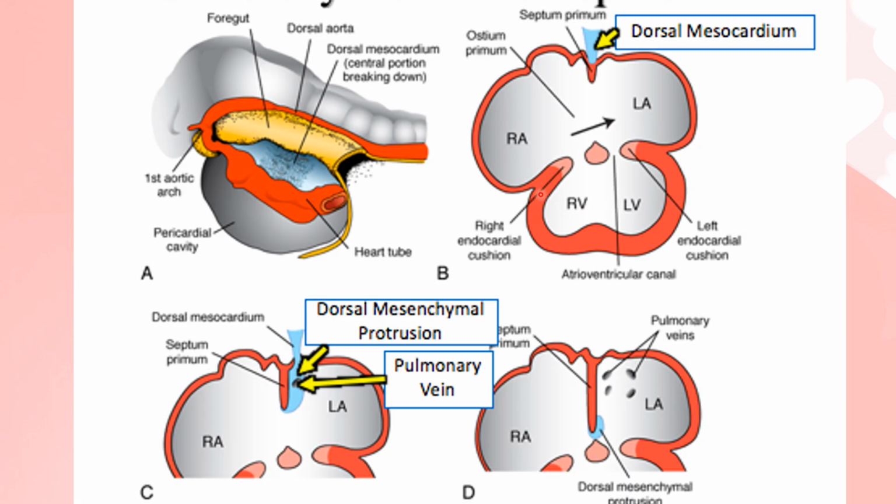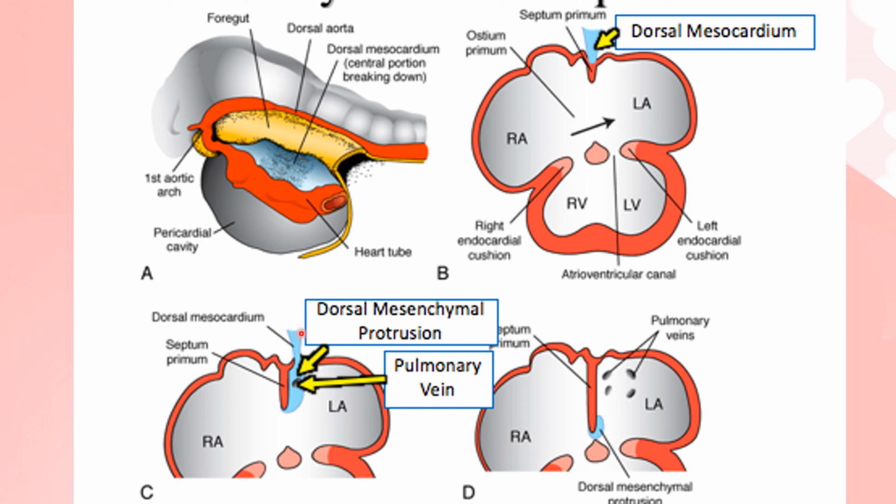In this diagram you can see the septum primum. These are the endocardial cushions forming in the region of the atrioventricular canals, and this is the ostium primum. In this diagram you can also appreciate that the opening is present. This is the ostium primum, and also the septum primum. Here you can see another thing.